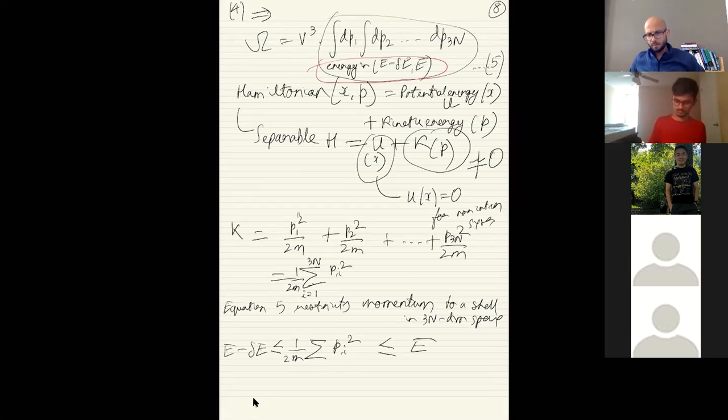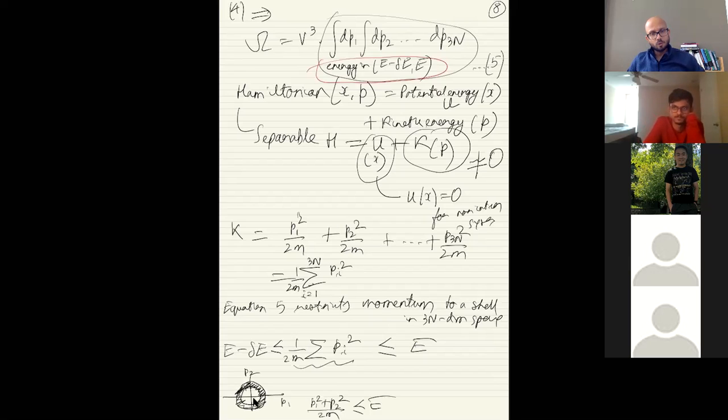So if we were looking at a particle in 2 dimensions, with only P1 and P2, one particle in 2 dimensions, this would be P1 square plus P2 square by 2m less than or equal to E. What is that? That is exactly the equation of a circle. So you are saying it should be more than or equal to E minus delta E, but less than or equal to E. So all we care for is this thing in the middle. And here I have generalized it to 3n dimensional space.